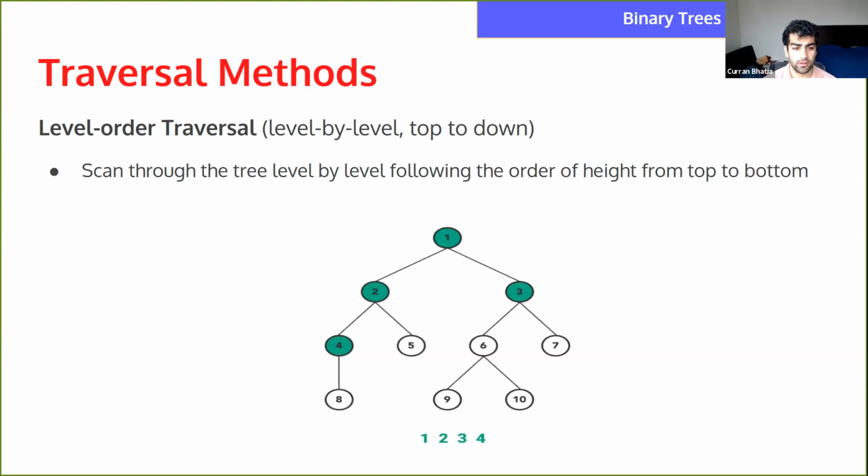So a level order traversal is pretty much you're just going, as you can see by the representation, level by level. It'll go from the root node, and then it'll go down from there, from the left to the right.